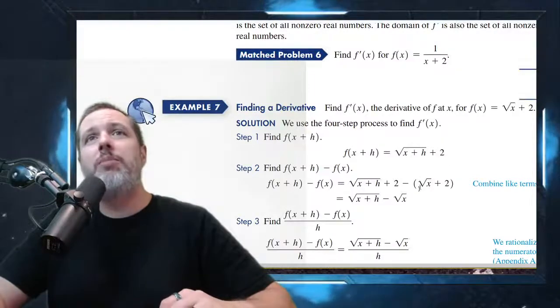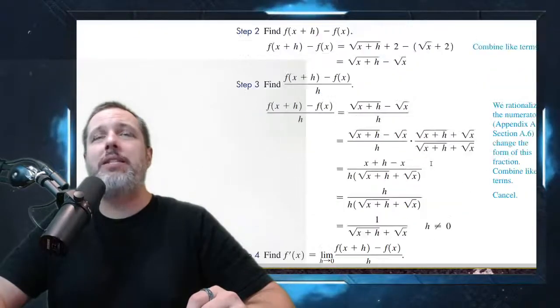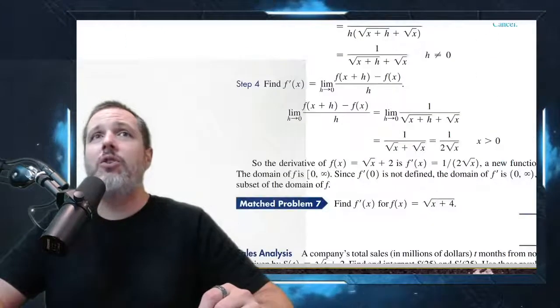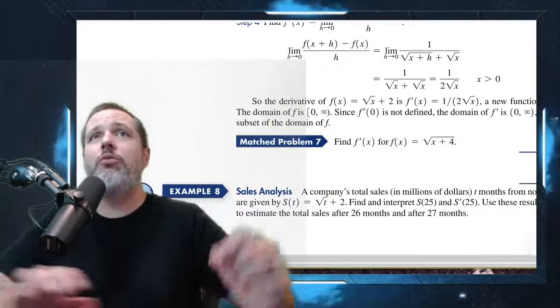The square roots can be a little bit messy. Some of the algebra gets a little bit messier, but there are numerous examples in here about finding the derivative this way. So you can definitely look in here and go through these.